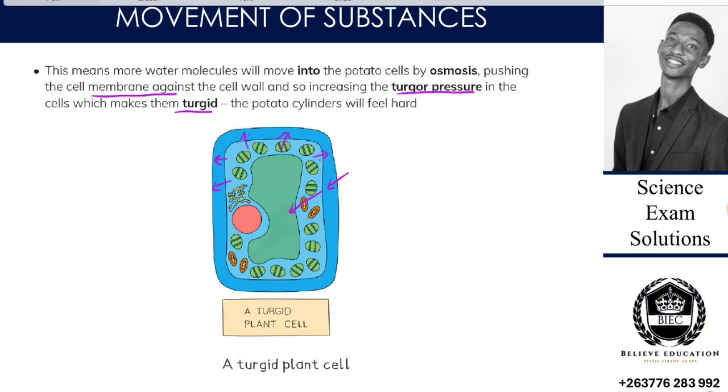Then that pressure that is exerted is called what? Turgor pressure. So turgor pressure is the pressure that is exerted by the cell membrane against the cell wall. Cell membrane, cell wall. That would be what, turgor pressure. In other words, we would call that cell a what, a turgid cell.